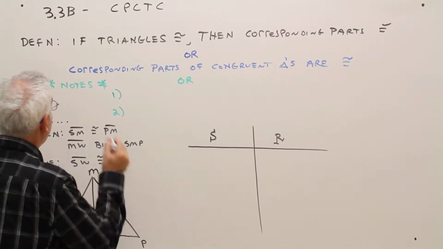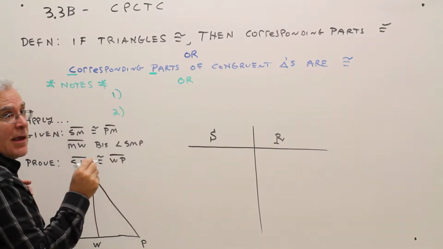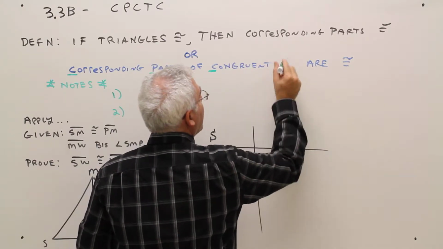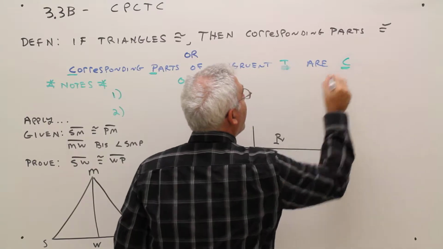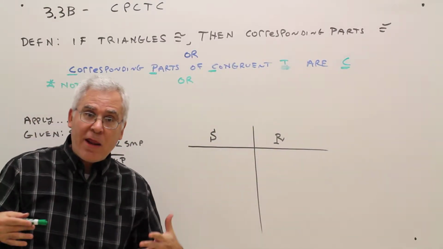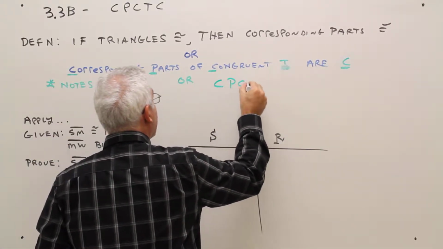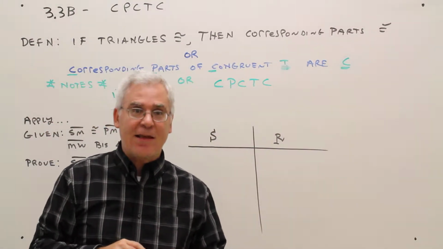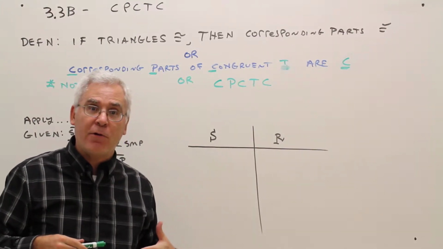So let me just show you what I'm doing with that. That's a C, that's a P, that's a C. Had I spelled this word out, that would have been a T, and then had I spelled that out, that would have been the C. So we will abbreviate it in our proofs as CPCTC. CPCTC. Corresponding parts of congruent triangles are congruent.